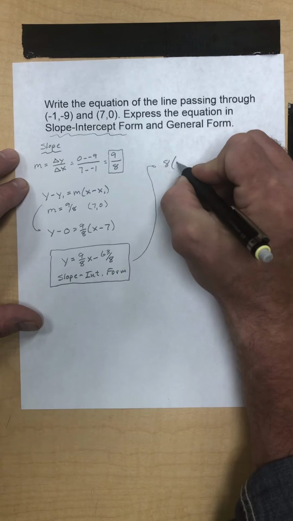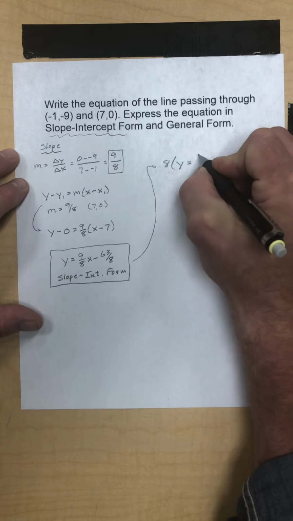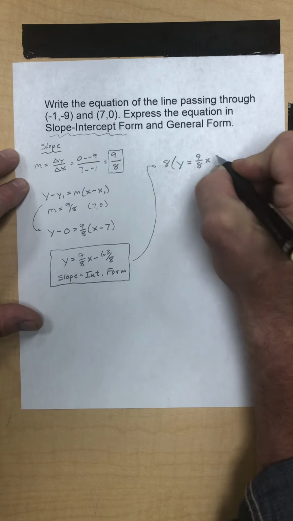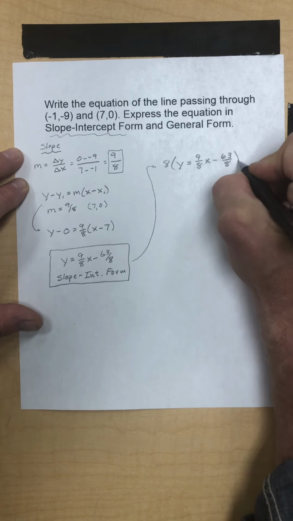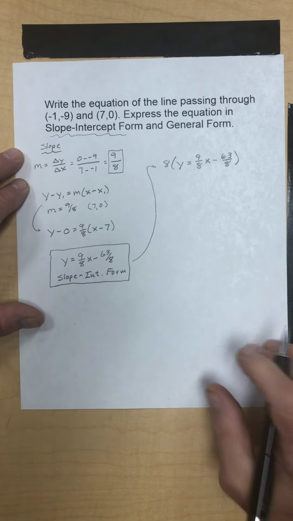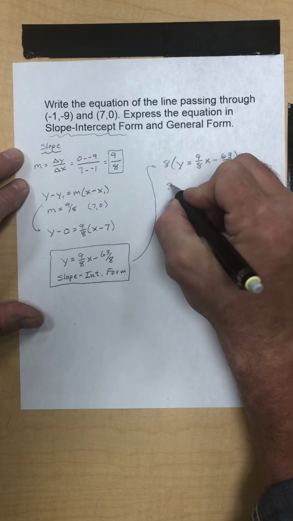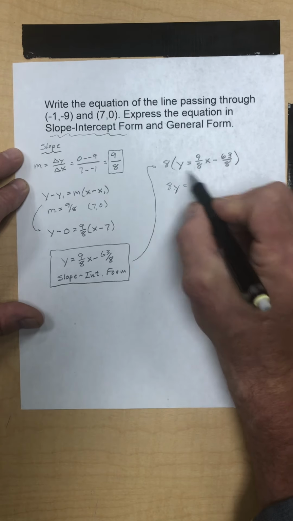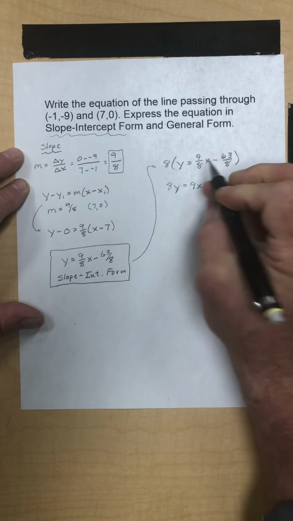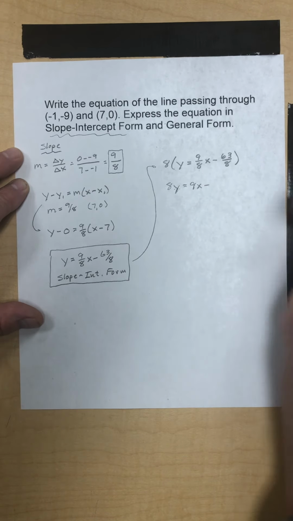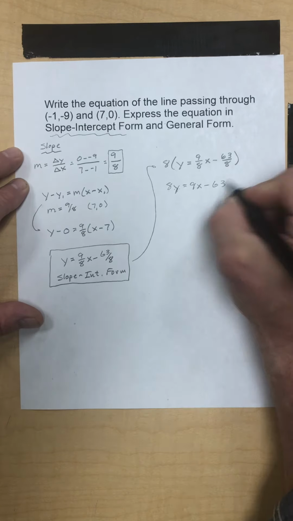So 8 times y equals 9/8 x minus 63/8. So let's see. It gives me 8y equals 8 times 9/8, the 8's cancel, so I just get 9x. 8 times 63/8, the 8's cancel, so I just get 63.